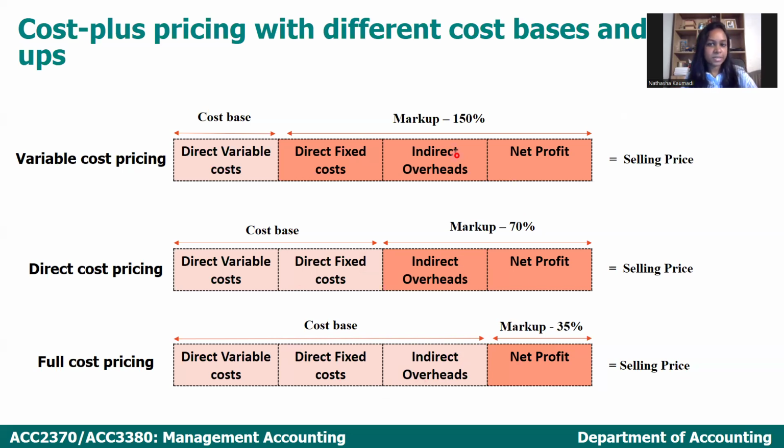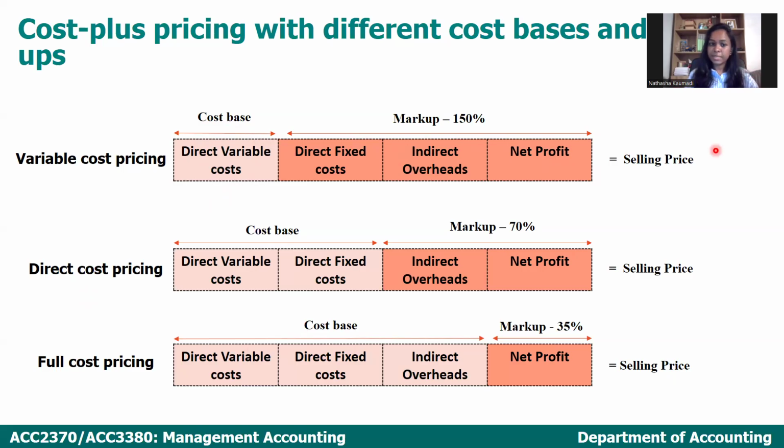In some organizations, it's very difficult to get the full cost. Practically, it's difficult to get the full cost of the product. But you can easily get the variable cost of the product. So you have only this one, so you add a higher markup. Then you easily decide the selling price.